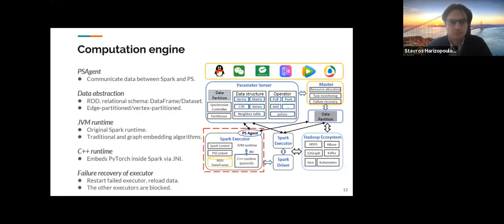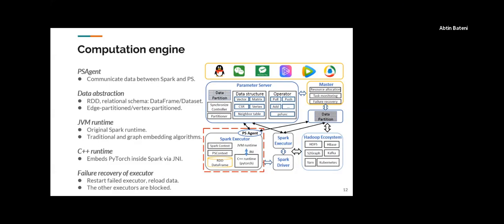We use Spark Executor as the computation engine. On each executor, we implement a parameter server agent that transmits data between the executor and the parameter server. The graph data is stored as Spark RDD, either edge partitioned or vertex partitioned. Traditional graph and graph embedding algorithms are executed in the JVM runtime of Spark. To support graph neural network algorithms, we embed PyTorch inside Spark and run in C runtime. If an executor fails, we restart the failed executor and reload data. Meanwhile, the other executors are blocked.